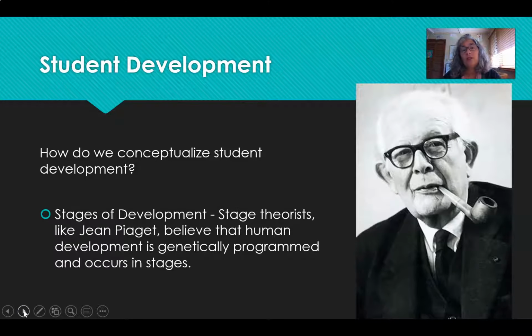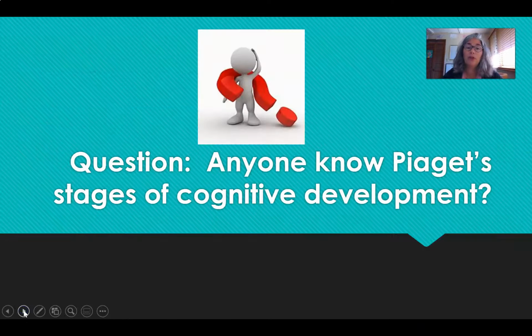When we're talking about student development, there are some different ways you can conceptualize it. One way is using the stage model. Jean Piaget, very famous for a stage theorist of human development. His area was cognitive development. And stage theorists believe that human development is genetically programmed in stages. We all go through the same stages, 1, 2, 3, 4. We all go through the stages in the same order. Stages are slow and gradual, but this is how we show the qualitative differences that occur as we mature.